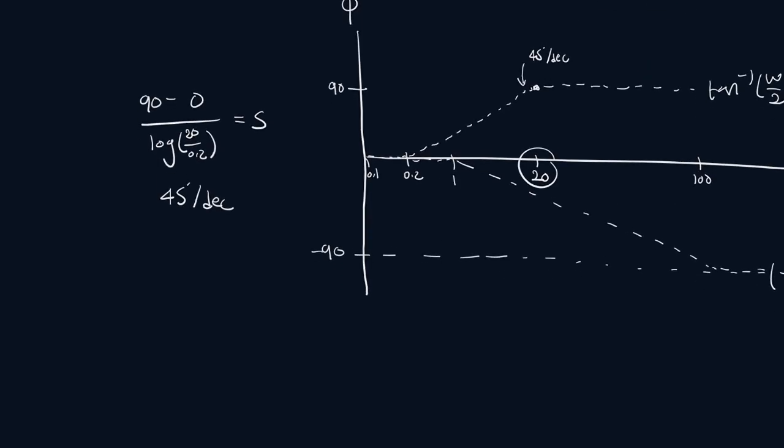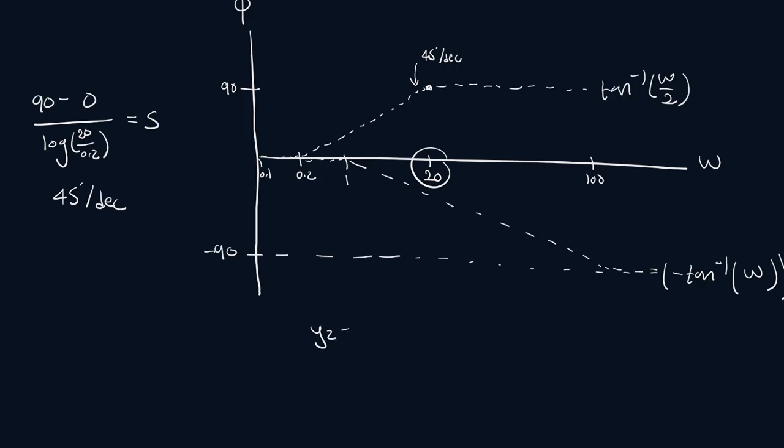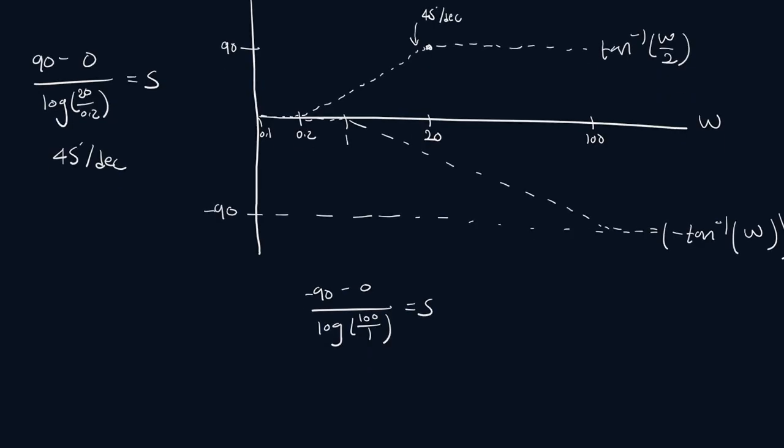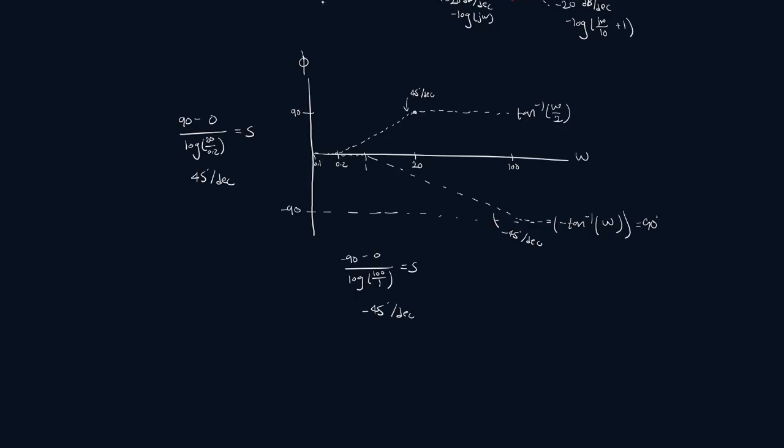Now for our next one, it's the same thing, y2 minus y1 all over log x2, which is 100, all over x1, which is 1, equals the slope. So y2 is minus 90, y1 is 0. Now we can find our slope, and we get minus 45 degrees per decade. So this is minus 45 degrees per decade. So let me just get rid of these.